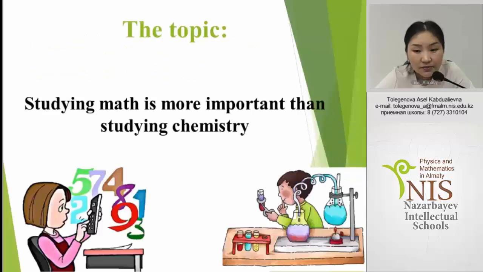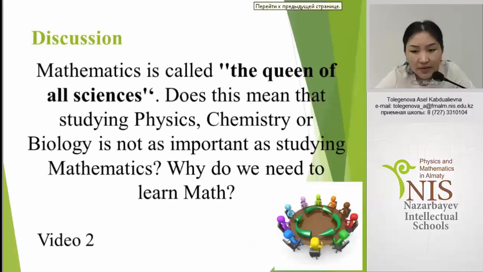The topic was mathematics. Well, the question was, mathematics is called the queen of all sciences. Does this mean that studying physics, chemistry, or biology is not as important as studying mathematics? And why do we need to learn math? And let's watch the video, the answer of my students.